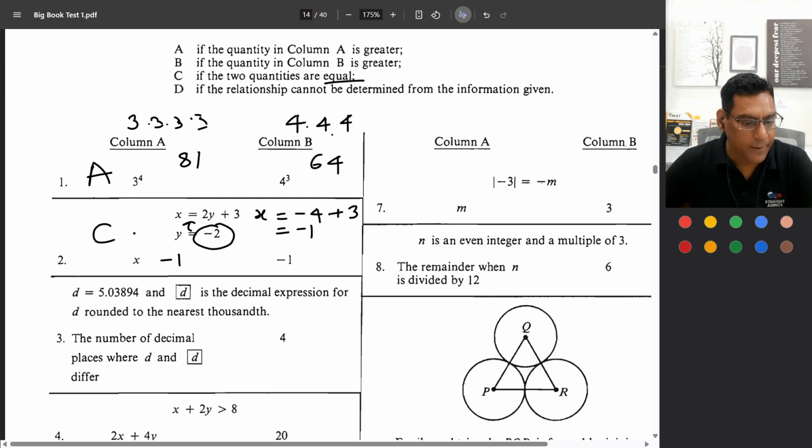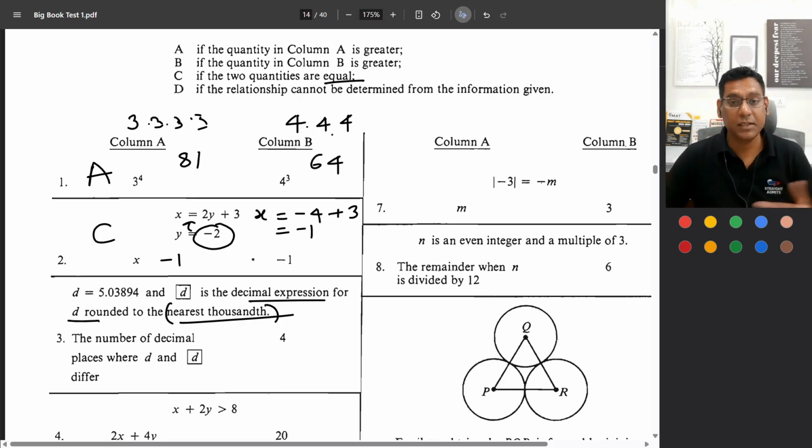Okay, question third. D is equal to 5.03894. And D box is the decimal expression for D rounded to the nearest thousandth. Okay, so this is a little tricky. What is rounded to the nearest thousandth? So let's first understand what is rounding.